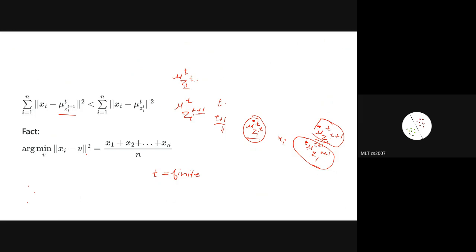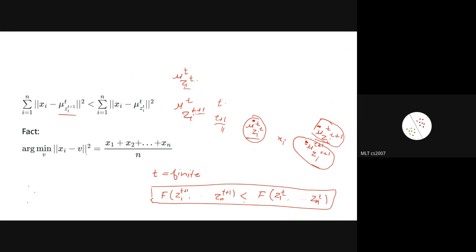Now, to show T is finite, I will show that the objective function f for the t plus one iteration, where f is my objective function, and for the t plus one iteration I'm writing z1 t plus one up to zn t plus one, is strictly less than the objective function at the tth iteration. If I show that, then I'm done, and I'll talk about this later. So I will show this strict inequality between the objective function of the tth iteration and the t plus one iteration.